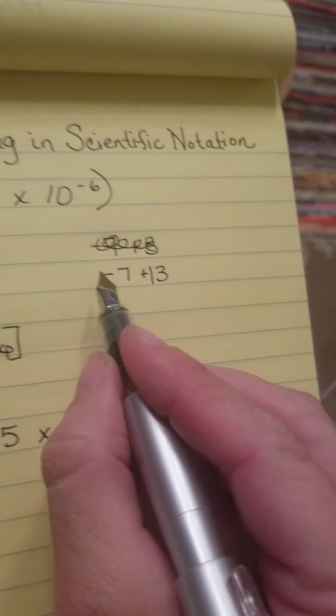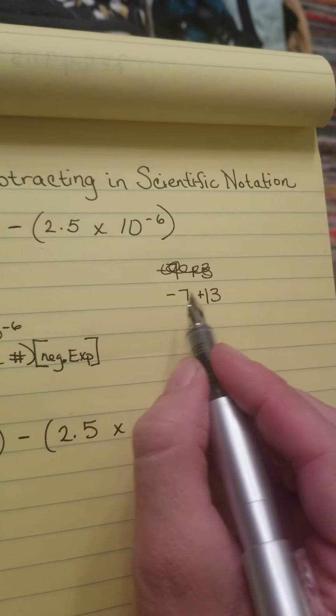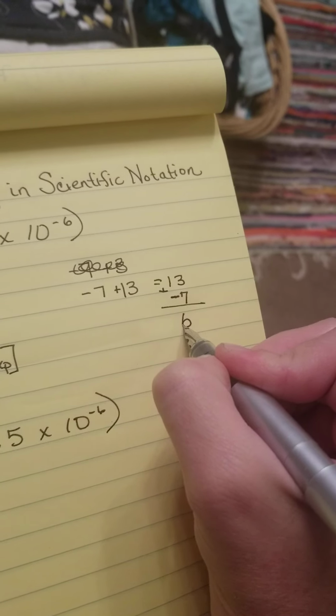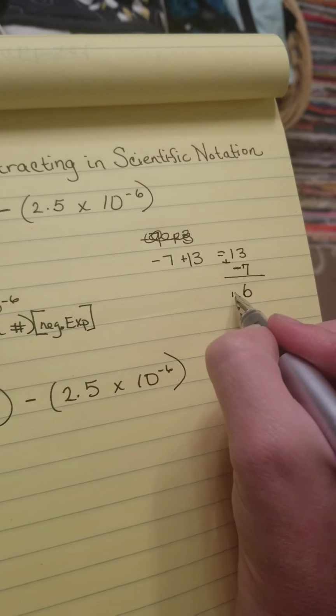For example, if I had negative 7 and positive 13, which one is bigger? 13. So you would have to put 13 on the top, which was positive, and 7 on the bottom, which we knew was negative. And 13 minus 7 is 6. Okay, which would also be positive because it takes the sign of the number that's up top.